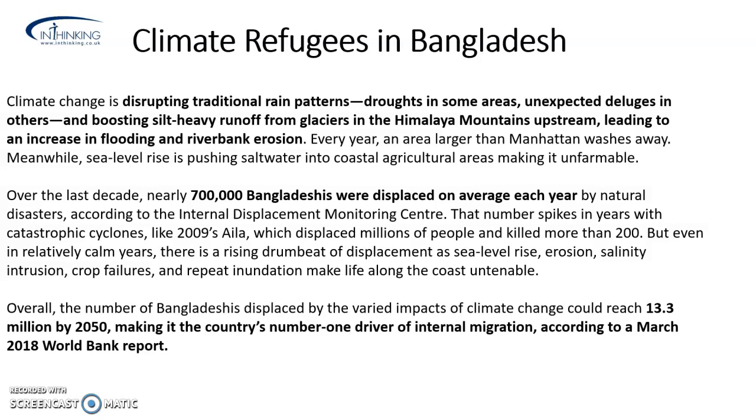So overall, the number of Bangladeshis displaced by varied impacts of climate change could reach 13.3 million people by 2050. So this would make it the country's number one driver of internal migration. And that's according to a 2018 World Bank report.